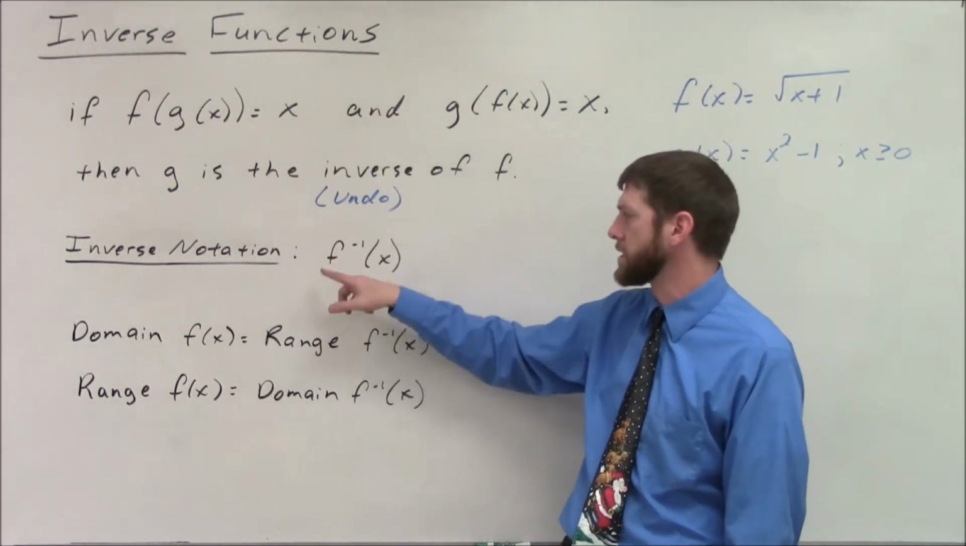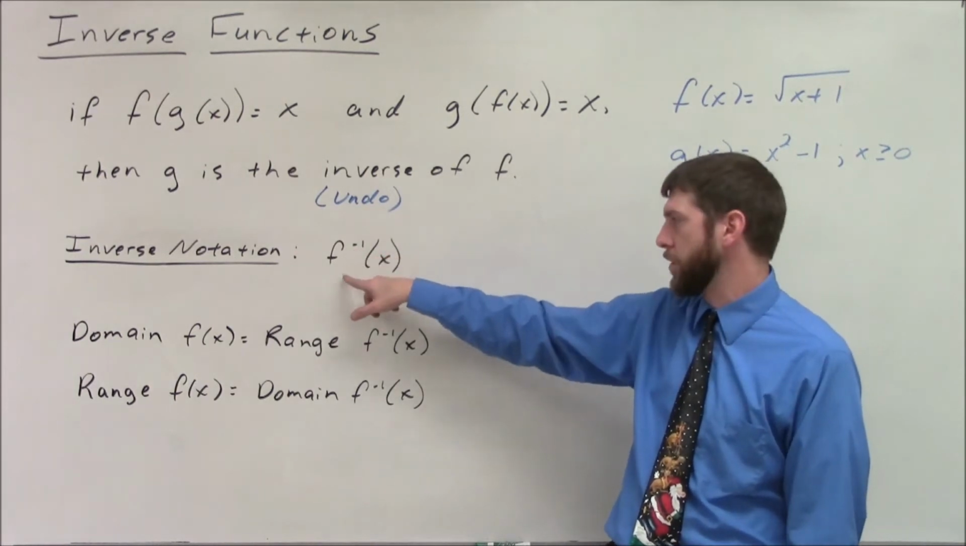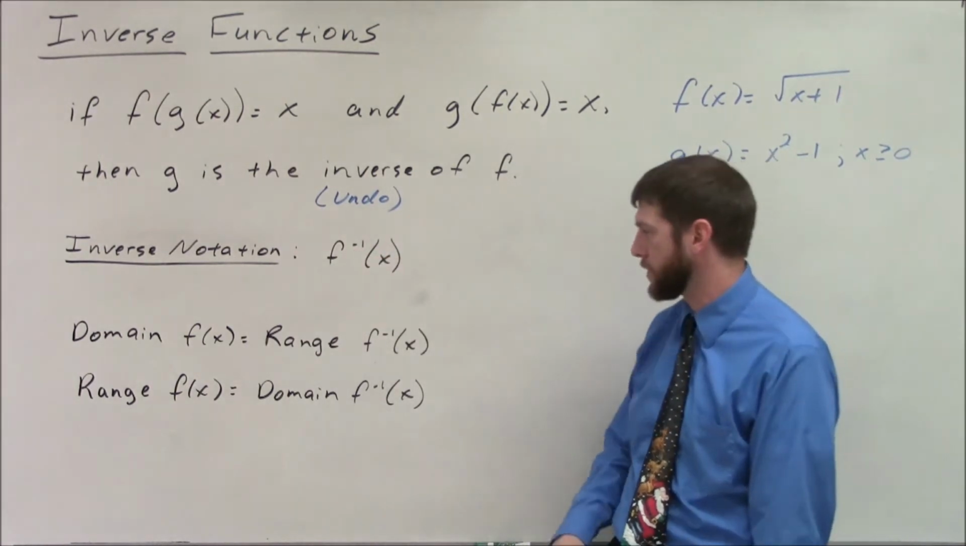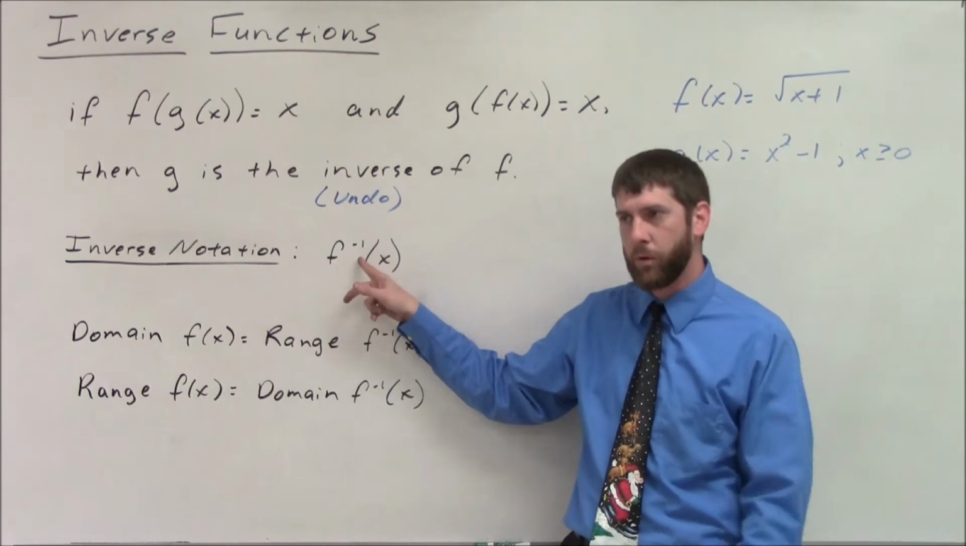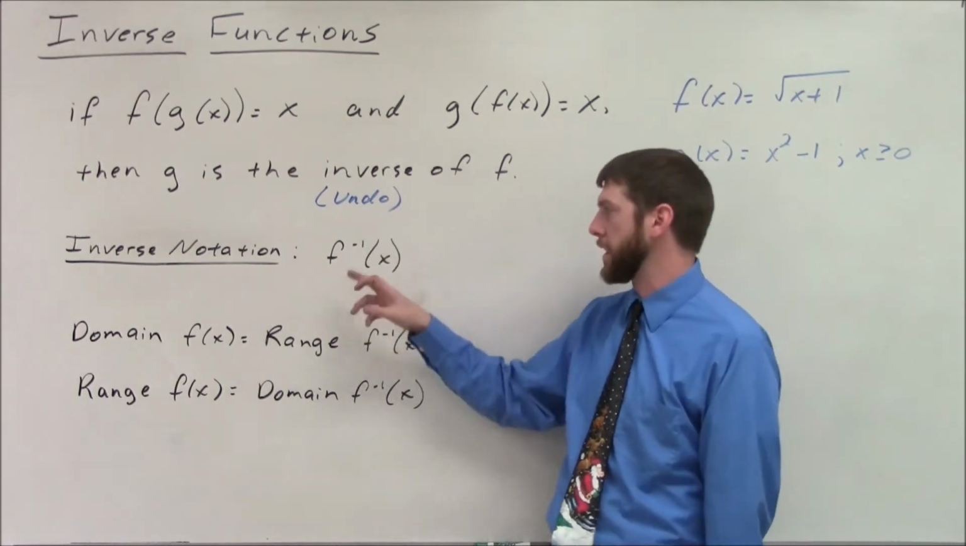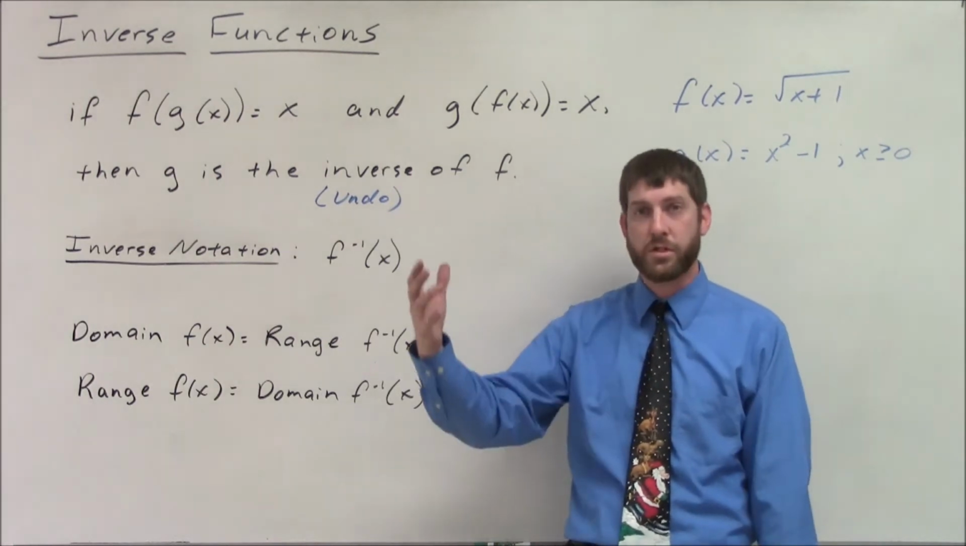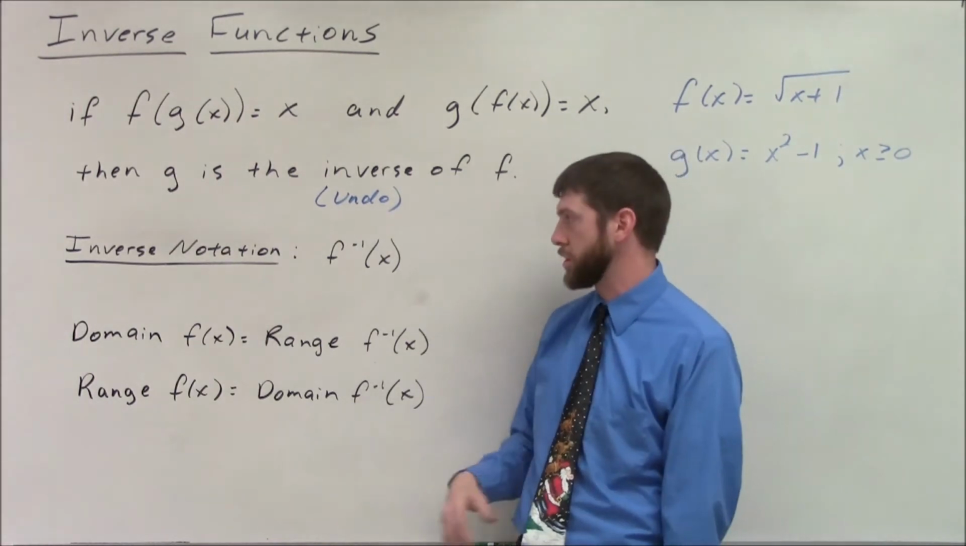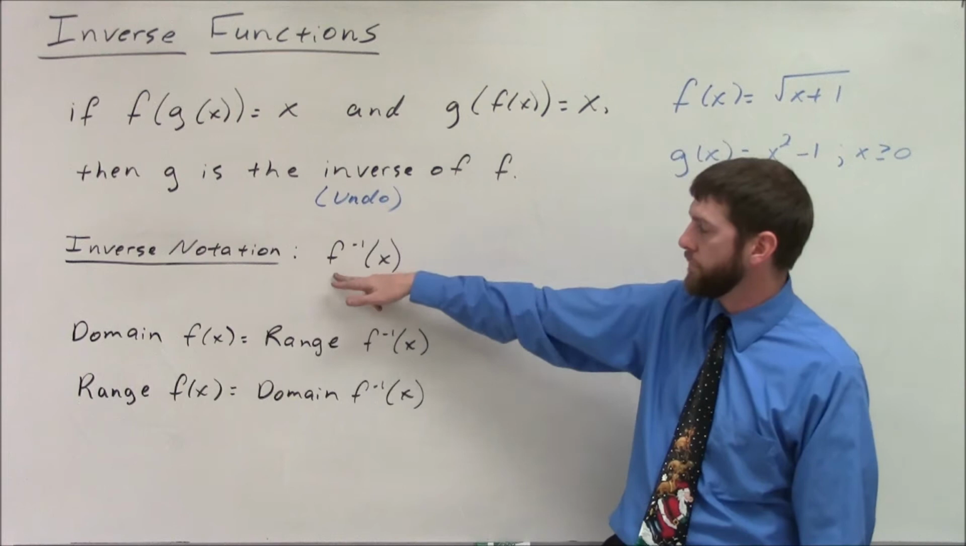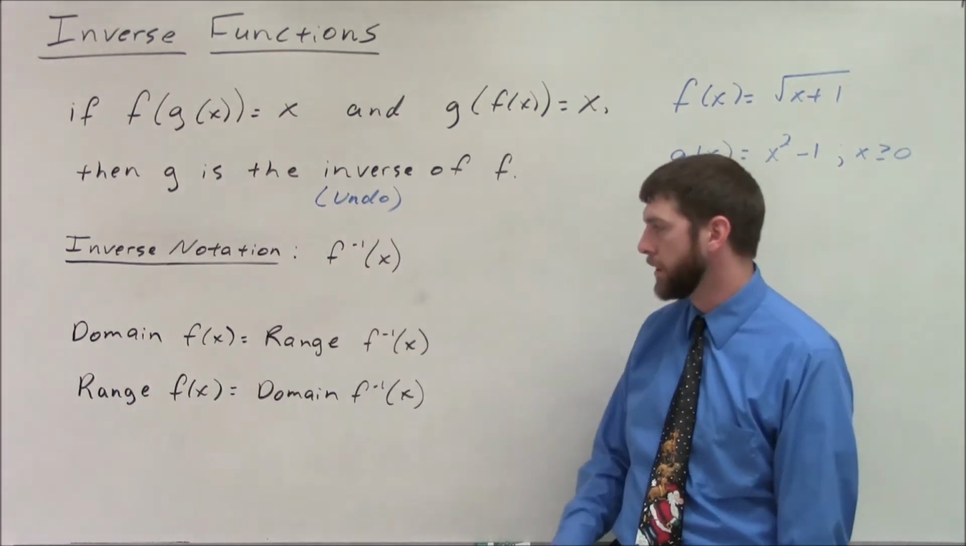Now, notation-wise, we'll use this -1 exponent. We would say f inverse of x for this, and that doesn't mean reciprocal. Just like we did with the matrices, a -1 on a matrix was not reciprocal. It just denoted inverse to us. So that's just saying the inverse of the function f.